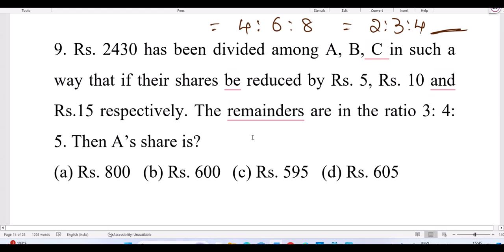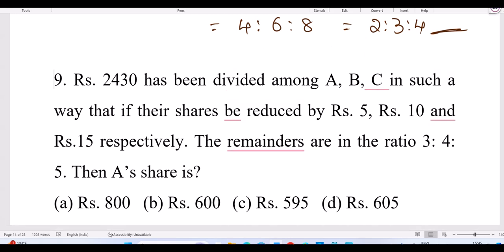Right, now check the ninth question. What they said in the ninth question, listen: 2430 rupees is divided among A, B, C, meaning 2430 equals A plus B plus C. That is given for those three people. Adding those three, A plus B plus C, you should get 2430. But A, B, C are not divided in 3, 4, 5 ratio directly. If A amount is reduced by 5, B amount reduced by 10, C amount reduced by 15, then the remaining amounts are in the ratio 3, 4, 5.